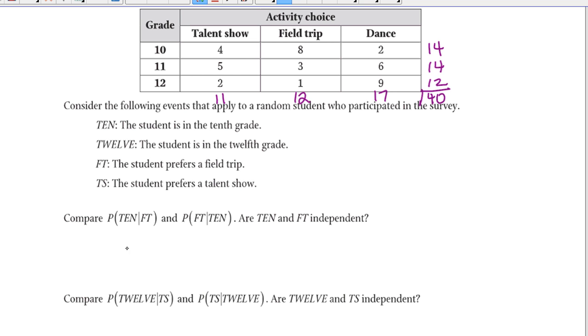So if you look at this first one, compare the probability of a 10th grader that liked the field trip. Remember, this is now your sample space. So out of all of the people that were surveyed, my sample space of field trip is 12. And out of those 12 students, how many in that sample space were 10th graders? 8. So that is 2/3 or 66.67%. So the probability of getting a 10th grader out of all of the students who picked field trip is 66.67%.